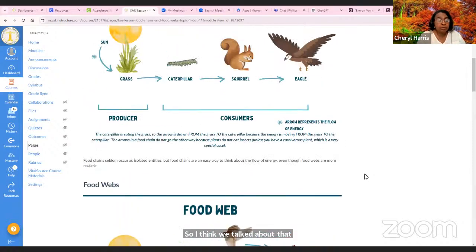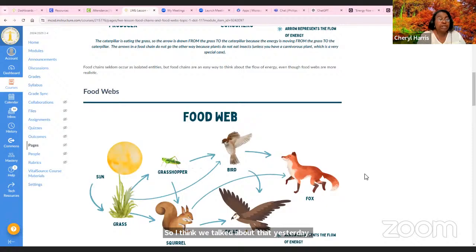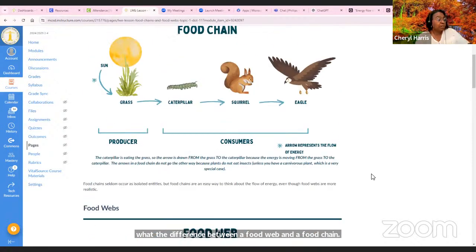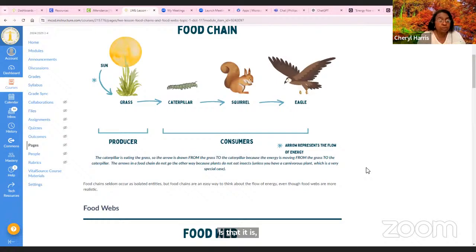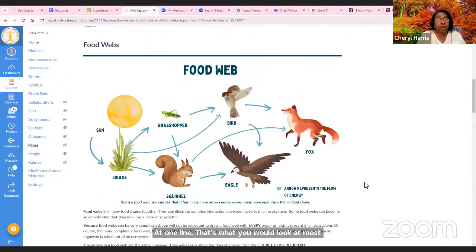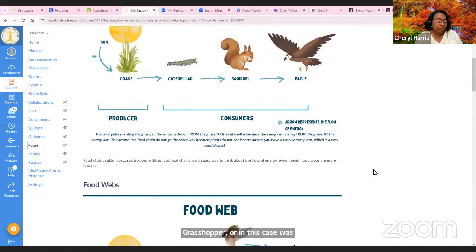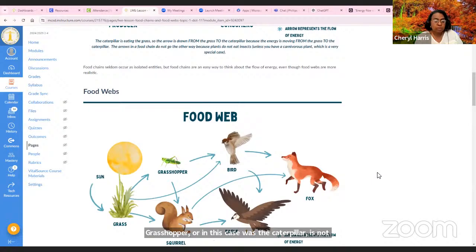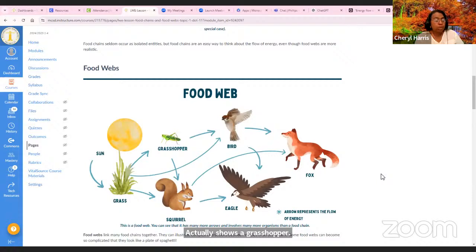Now, the difference between a food web and a food chain is that a food chain represents a singular line of feeding relationships. So if you just wanted to look at one line, that's what you would look at. Most of the time, you're looking at a food web because in an ecosystem, the grasshopper, or in this case the caterpillar, is not the only organism that eats the grass. This one actually shows a grasshopper. Okay, this one shows a squirrel. So they have different things that are eating the grass.